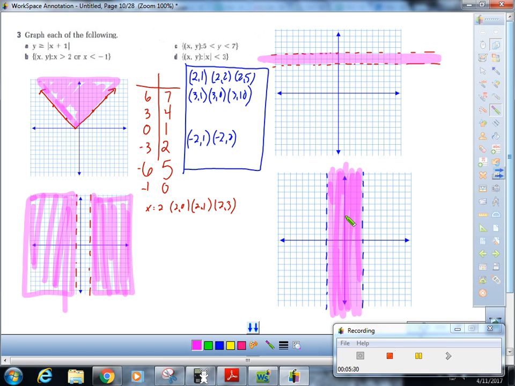Test any point in here. It'll satisfy that. Test any point out here. It will not satisfy that. And that's how I feel good that I got it right. Boom!